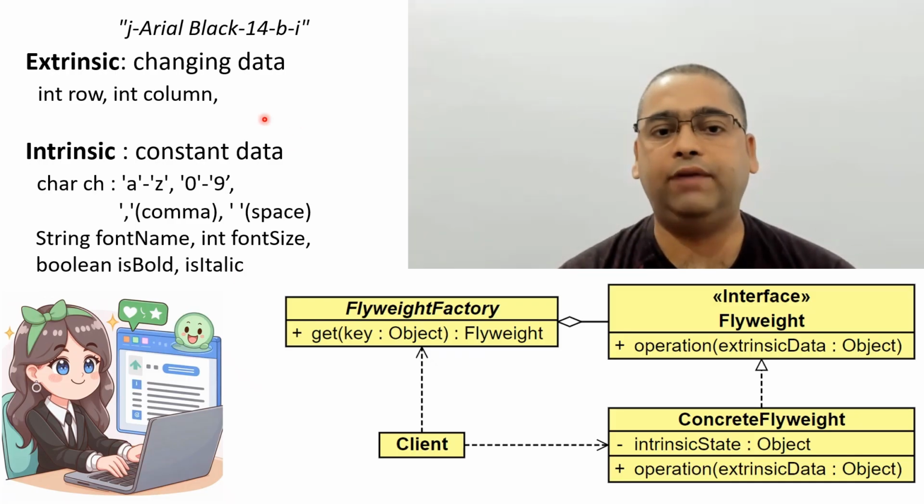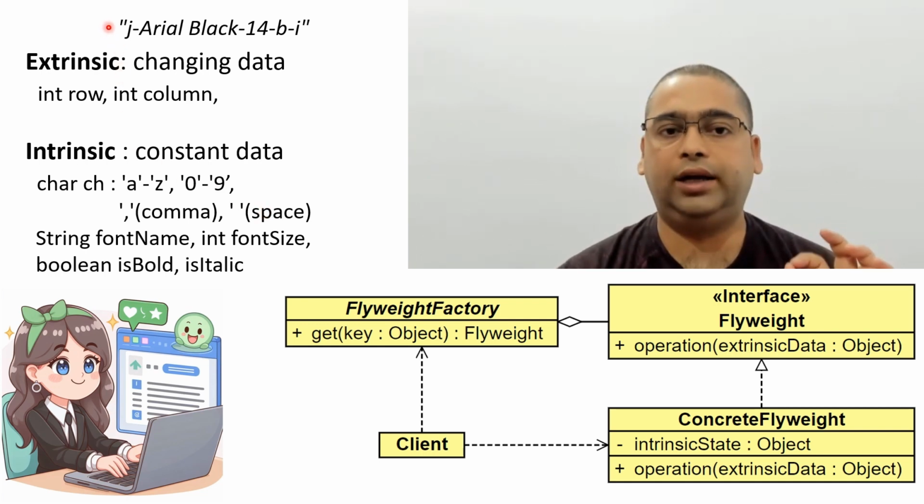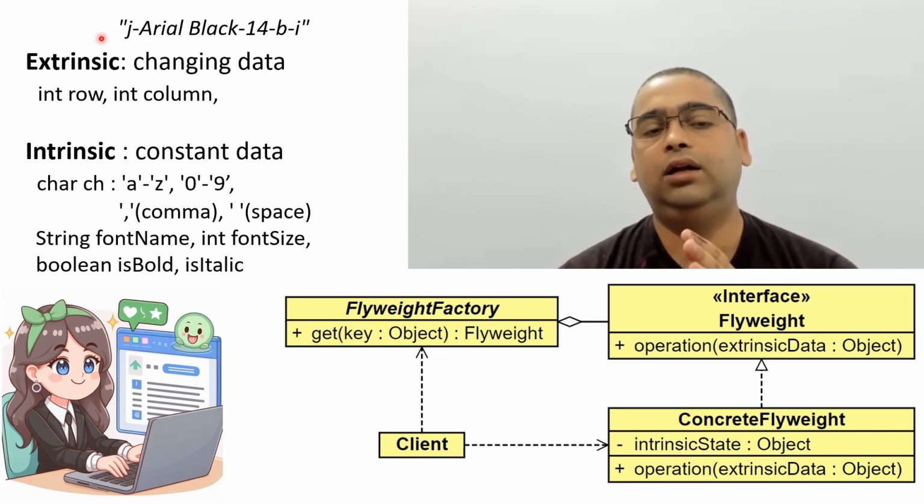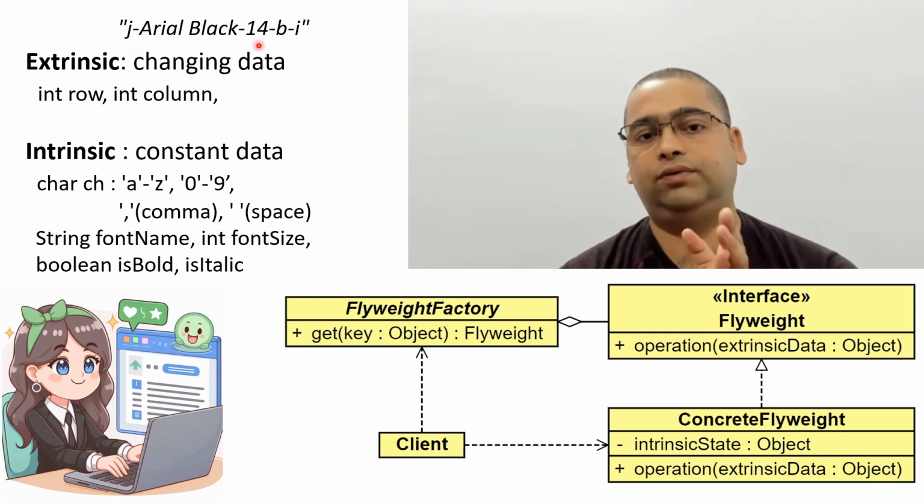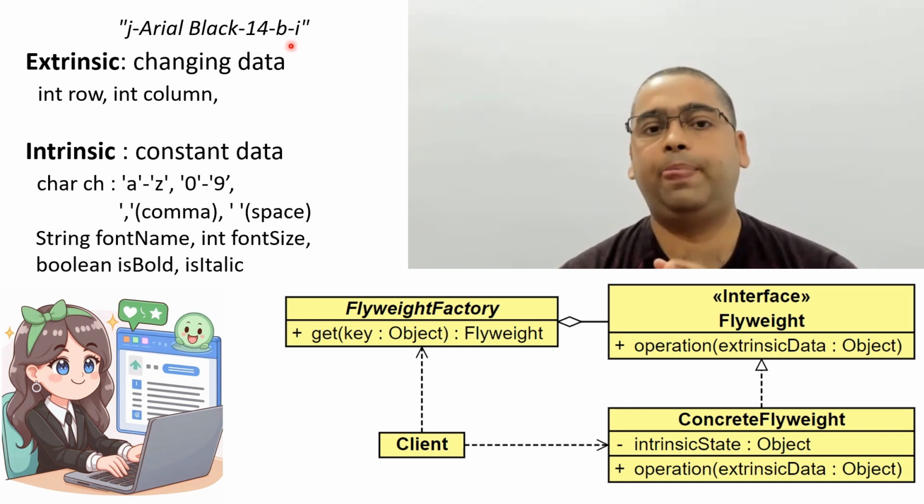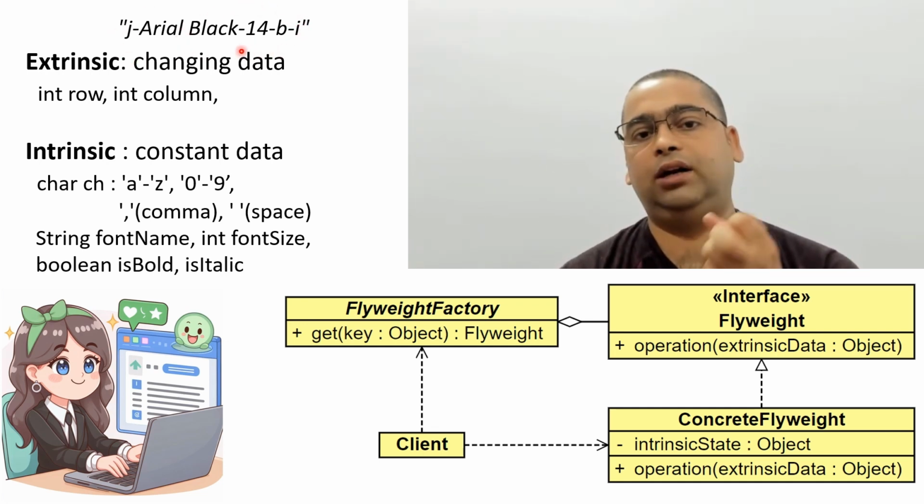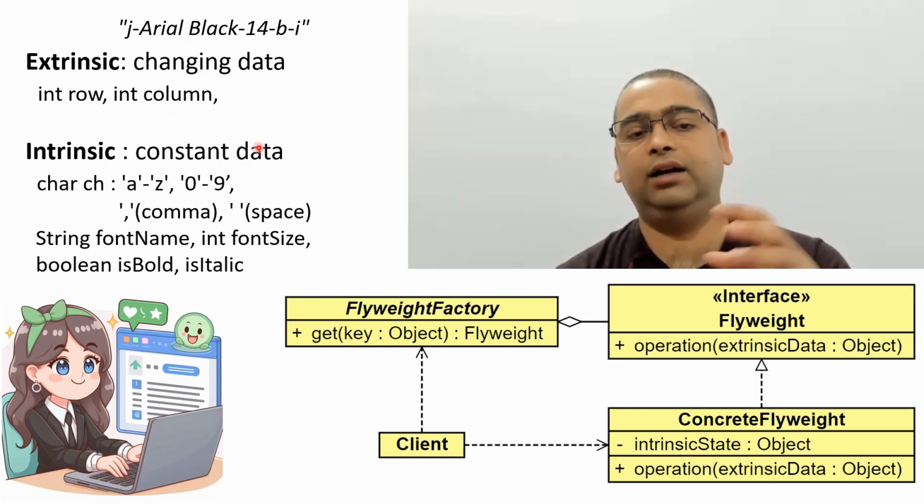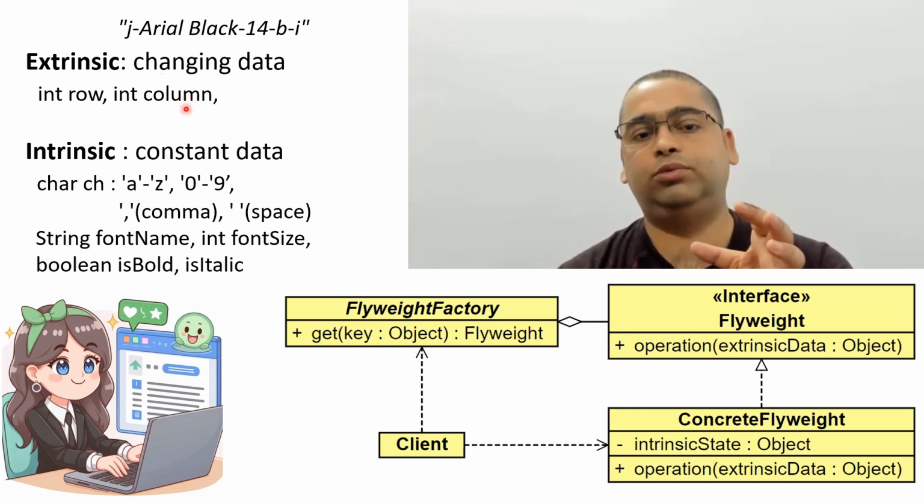For implementing a FlyWeight design pattern, there are two parts. The first one is the intrinsic data, that is data which is constant and doesn't change. In the case of our text editor design, the data which is constant can be something like this string, where J is the character, Arial Black is its font type, 14 is its font size, and whether it's bold and italic. So this will be the constant data which can be shared across different characters. And extrinsic data, that is the changing data, will be that the same character or the same style can be added in different rows and columns. So rows and columns will keep on changing.